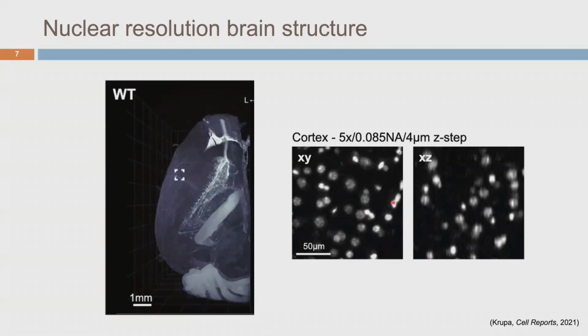So zoomed in on the right side here, you can see that these images provide sufficient resolution for visualizing individual nuclei in the brain of a P14 mouse, both in XY and XZ.